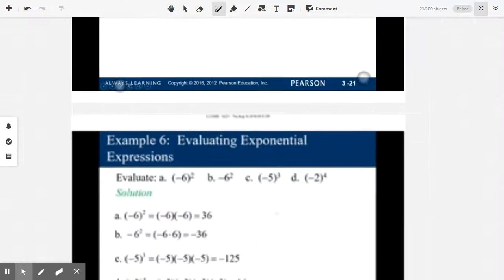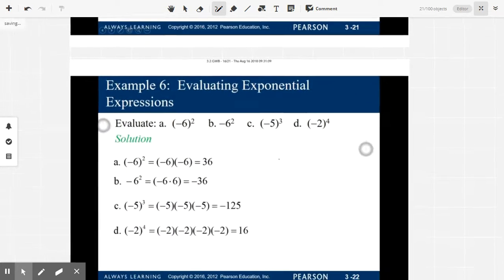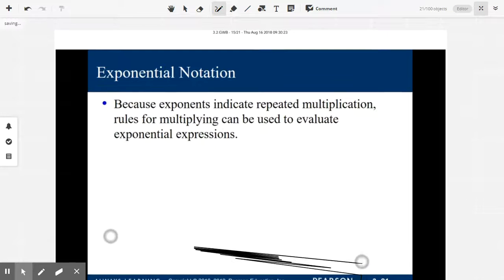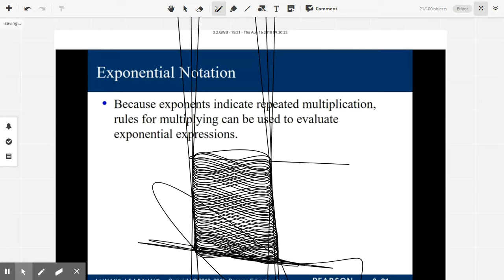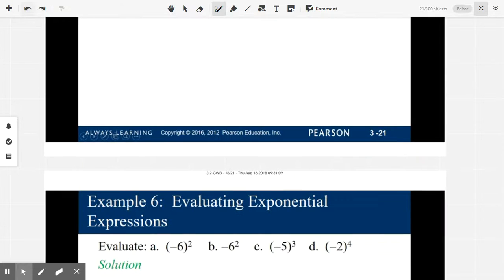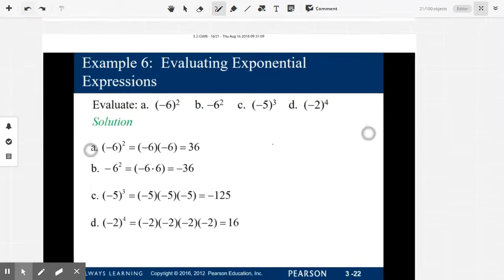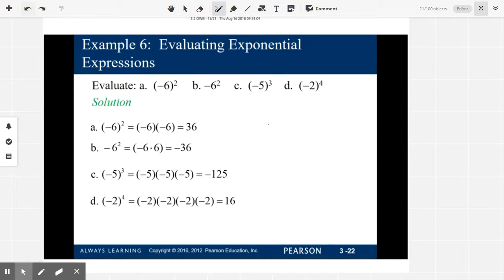Looks like we're going to talk about exponential notation. No, we're just going to talk about exponents real quick. Now, this is something that's very important. All right, here we go. Here's something that's very important, especially with the use of calculators. We have to remember that these two statements right here, negative 6 squared and negative 6 squared, are two totally different things.